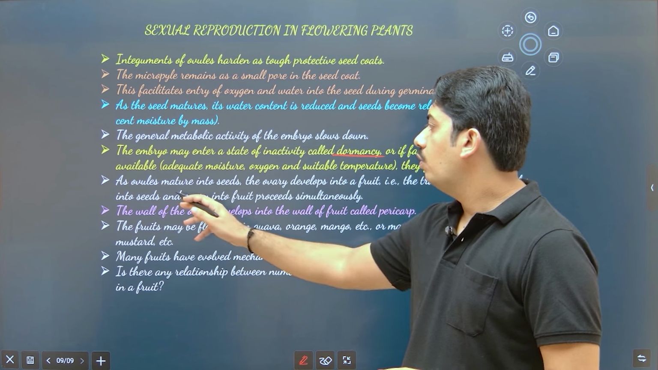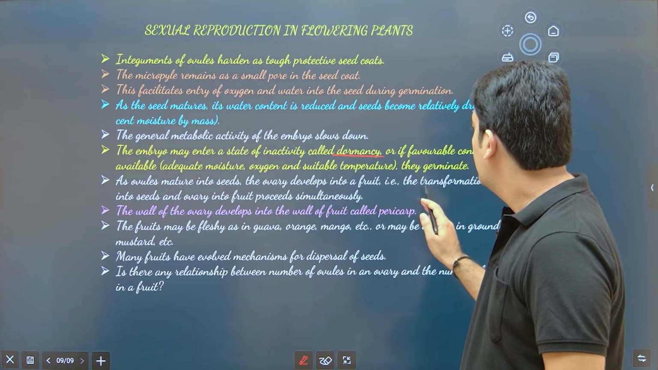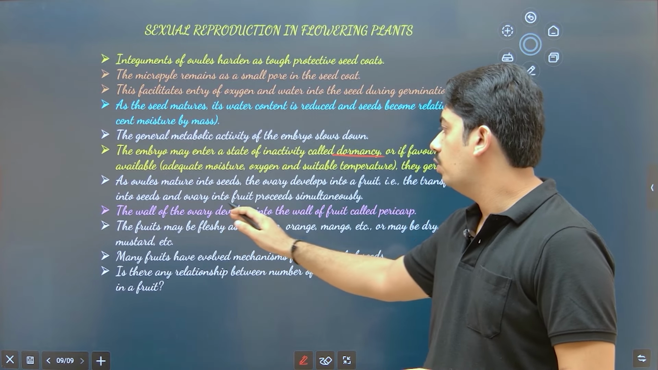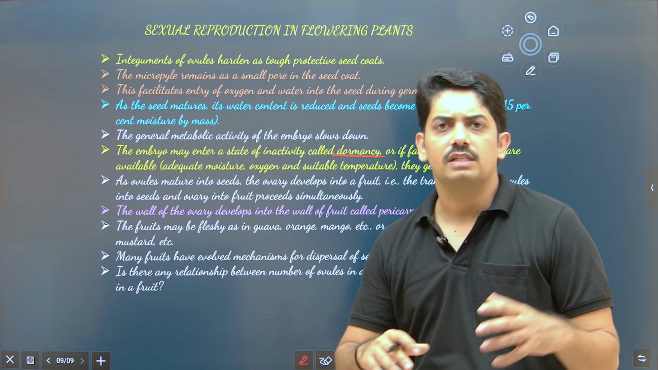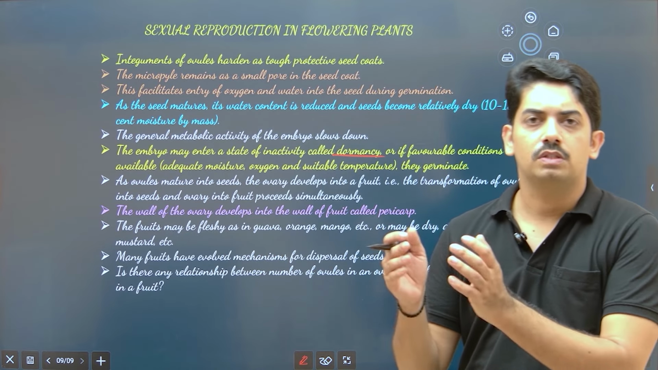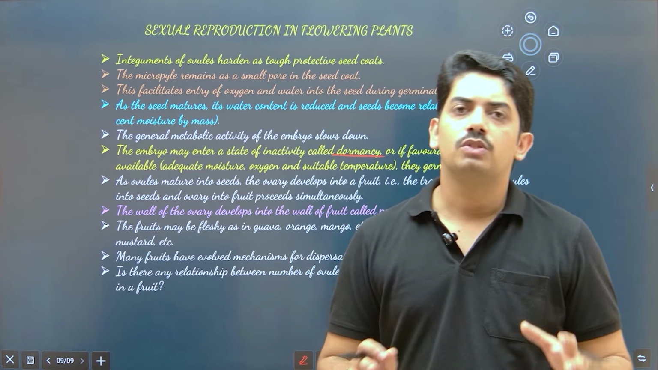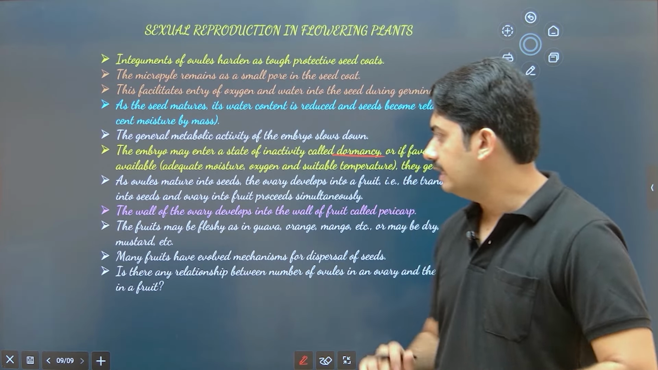As the ovule matures into seed, the ovary develops into fruit, and the transformation of the ovule into seed and ovary into fruit proceeds simultaneously. It is not a separate process. It is not that first seed formation takes place, then fruit formation takes place. There is no such thing. These two, formation of seed as well as formation of fruit, take place simultaneously.